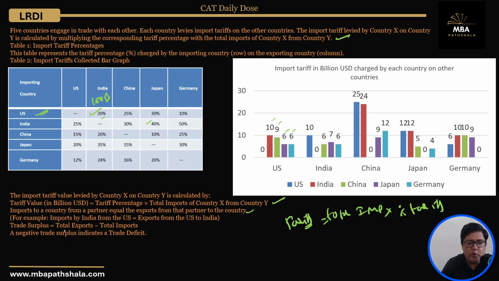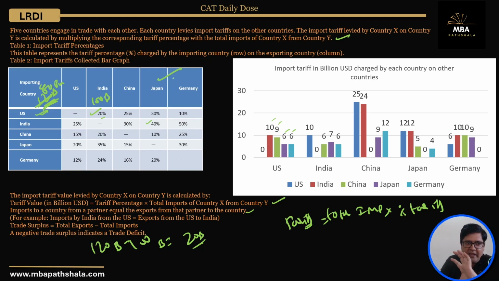Trade surplus is equal to total export minus total imports. So let us say US sends $120 billion worth of goods to India. So for US, trade surplus is 120 billion minus 100 billion, so trade surplus is 20 billion. If it was reverse, if US was sending 80 billion worth of goods to India, the surplus will be negative. That is called trade deficit. This is the basic understanding of the information given to us.